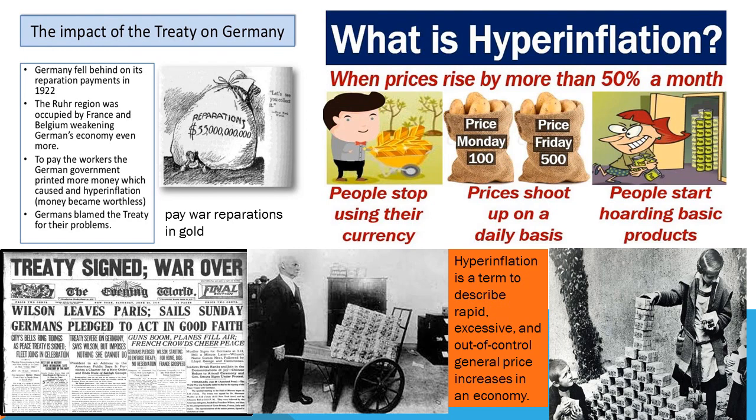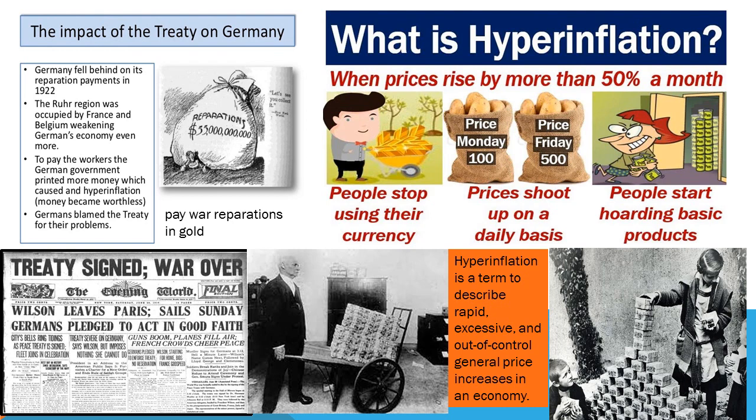Hyperinflation is a term to describe the rapid, excessive, and out of control general price increase in an economy. When prices rise more than 50% in a month, people stop using their currency. Prices shoot up on a daily basis. People start hoarding basic products.